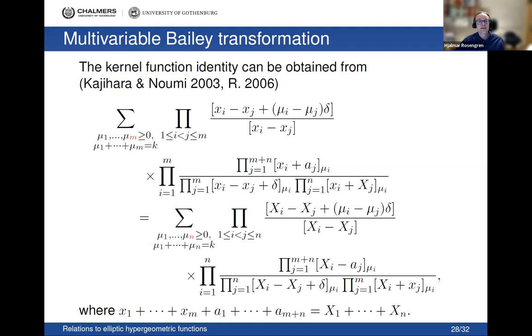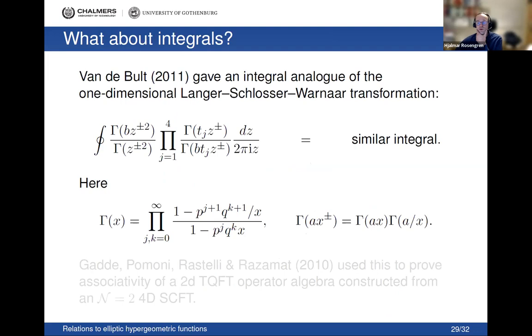And I think some of you are more interested in integrals than finite sums, but always in this business there's some correspondence between sums and integrals. So if you have a sum, typically you have a corresponding integral and vice versa. So for the integral analog, I just took the one-dimensional transformation that was given by van der Bult. I actually didn't write it down properly, but one side is this type of integral.